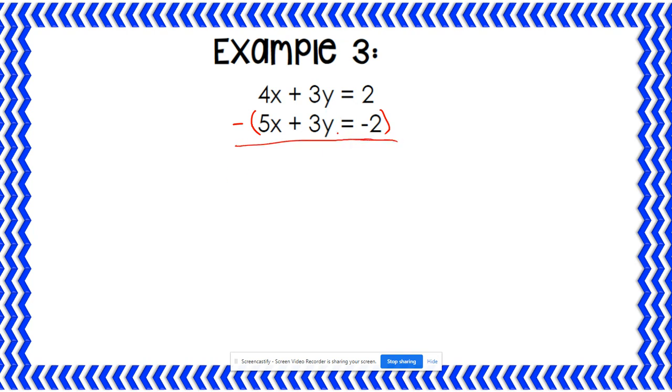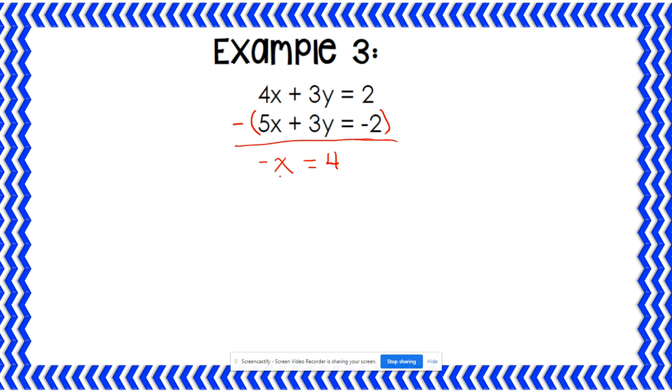Now, when you're subtracting, you have to be very careful because you have to remember that you are subtracting every term in every equation. So this is 4x minus 5x. And if I do 4x minus 5x, that's negative 1x, or just negative x. 3y minus 3y is going to cancel, so then I just have my equal sign. Then positive 2 minus negative 2. If I do positive 2 minus negative 2, I actually get positive 4.